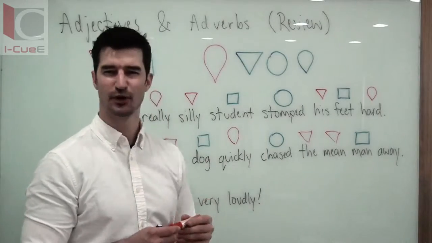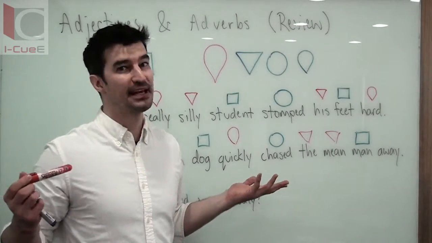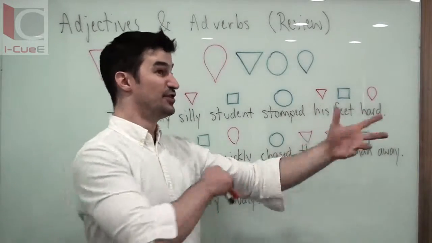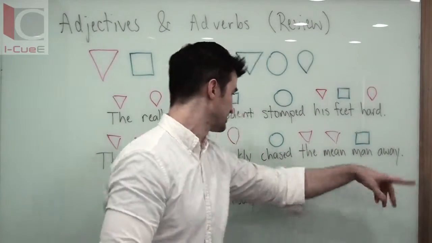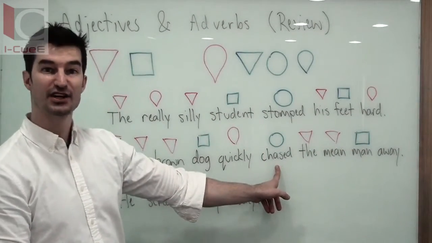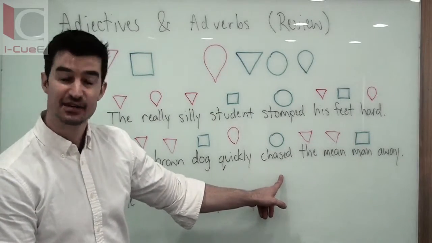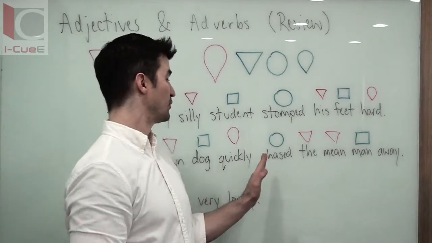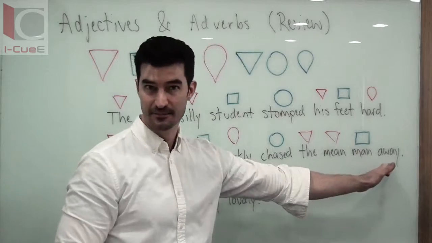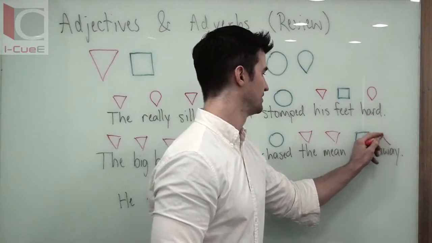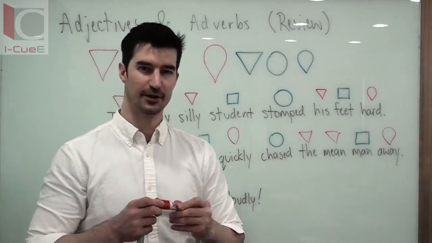What about this last word, away? What's happening here? Well, this is actually the direction. It's talking about which way, which direction the dog was chased, or the man was chased. So it was chased away. So this would work as my adverb.